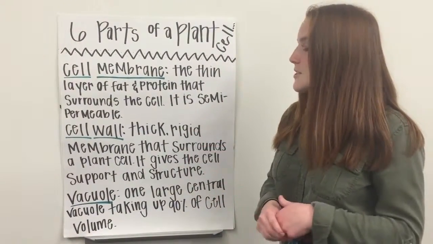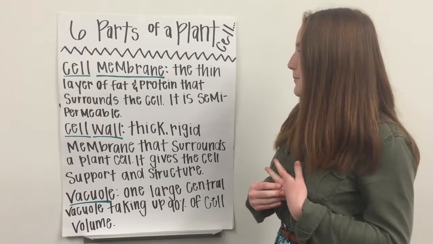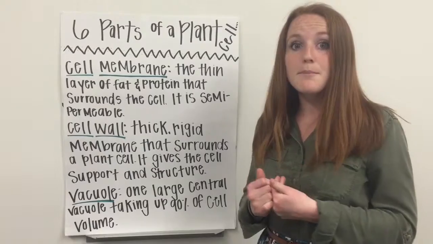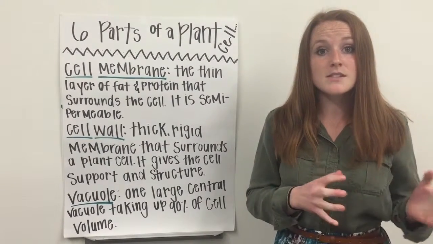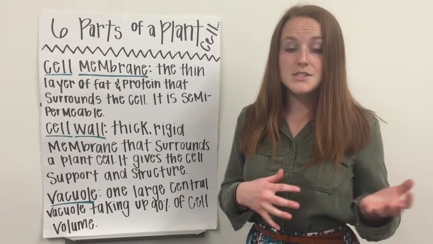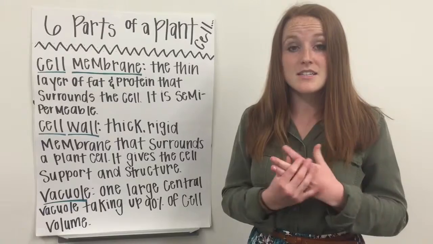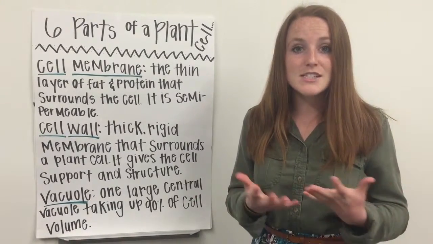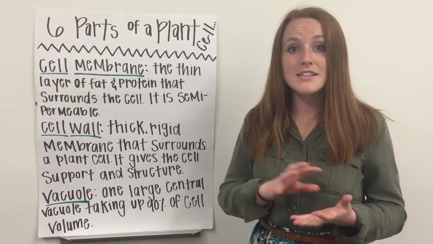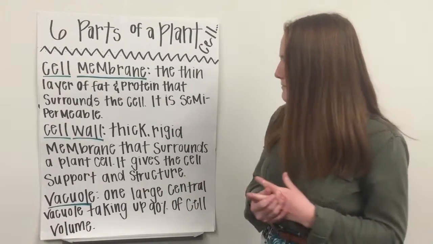All right, the first one we're going to start with is the cell membrane, which is a thin layer of fat and protein that surrounds the cell. It is semi-permeable, which means it allows some things to enter the cell, but it will also block things from entering the cell as well, which is a good thing because we don't want bad bacteria getting into the cell. I don't know if you've ever had the stomach bug or anything, but that is when bad bacteria has entered the cell and it can make you sick.